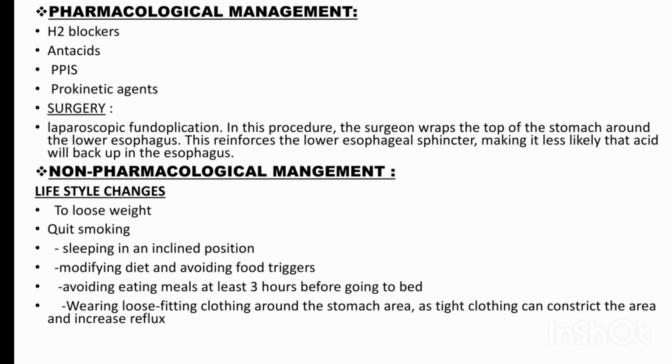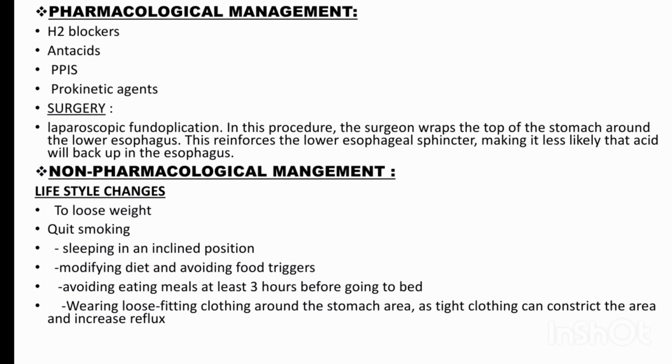Pharmacological management of GERD includes H2 blockers, histamine receptor 2 blockers, which are mainly used to decrease gastric acid secretion. Drugs used are famotidine and cimetidine. Antacids are mainly used to neutralize the acid in the stomach. The drugs used are aluminum hydroxide, magnesium hydroxide, and sodium bicarbonate. PPIs, proton pump inhibitors, are mainly used to block gastric acid secretion. The drugs used are pantoprazole, omeprazole, rabeprazole, etc. Prokinetics are mainly used to increase the lower esophageal sphincter pressure. The drugs used are benzamide and domperidone.